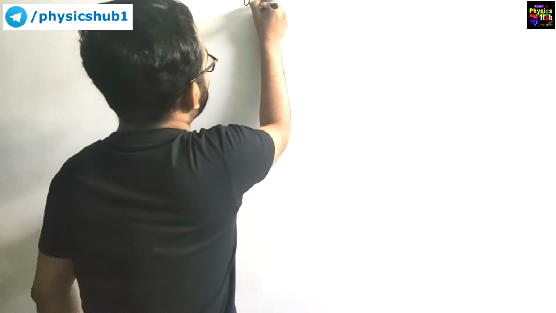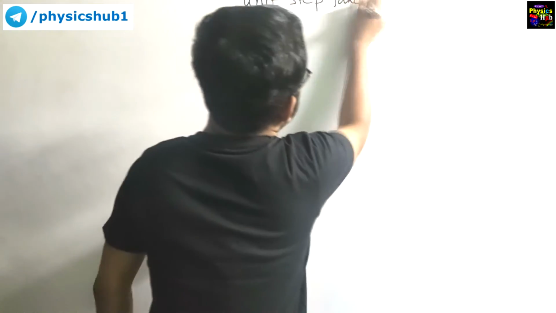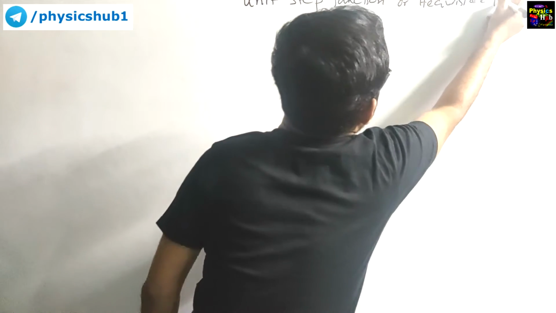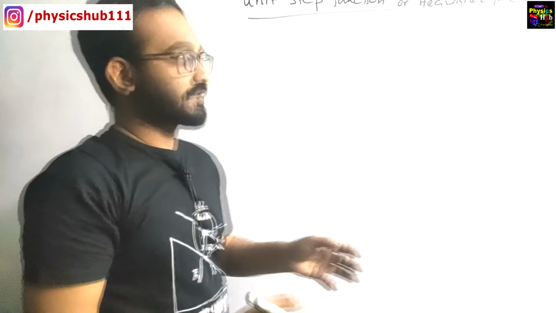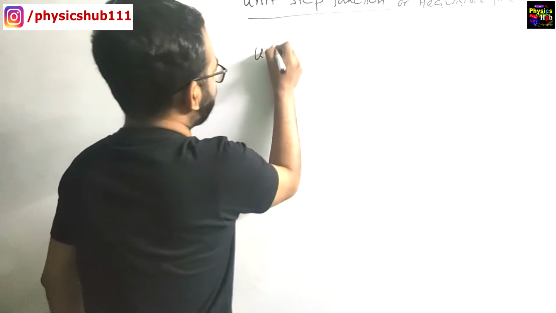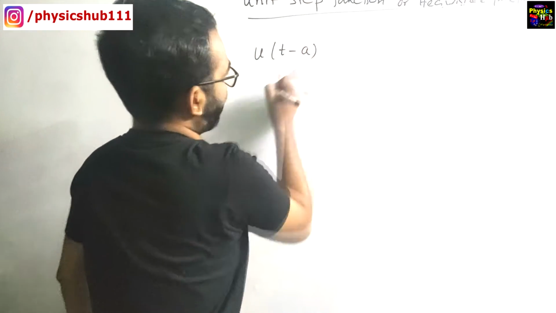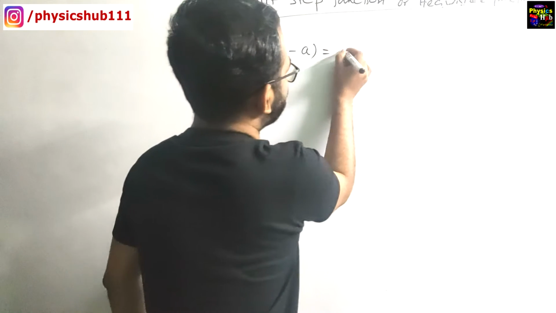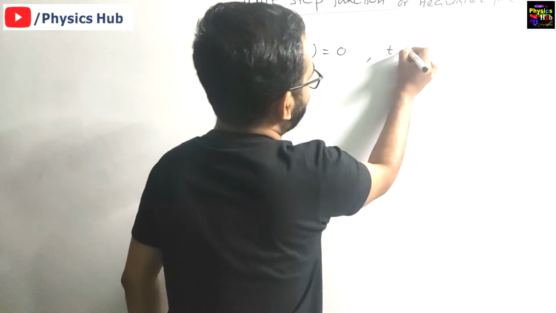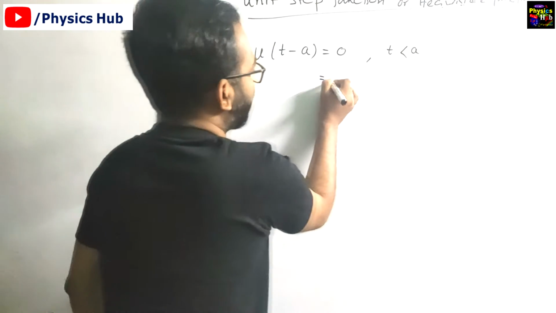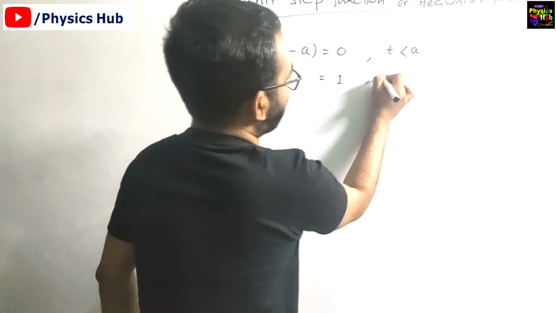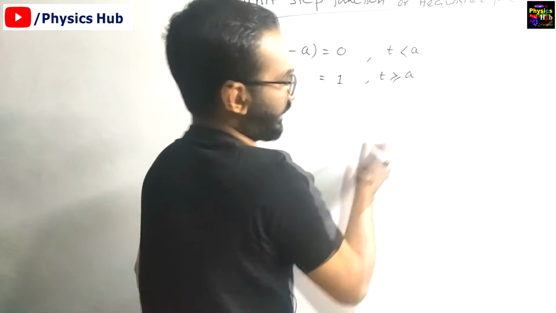So we are talking about unit step function or Heaviside function. What is a unit step function? It is defined by u of t minus a. This is 0 when the variable t is less than a, and it picks up the value 1 when you are considering t greater than or equal to a.